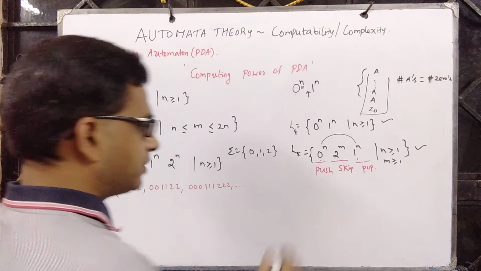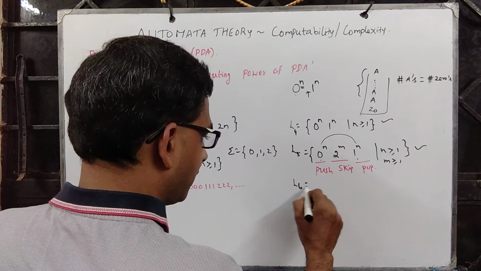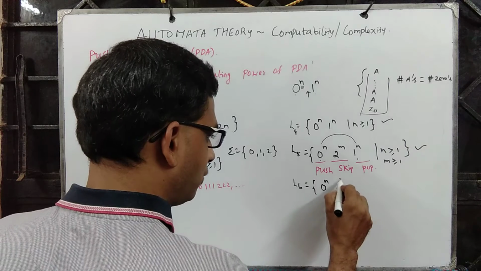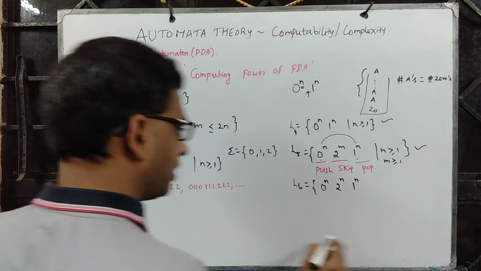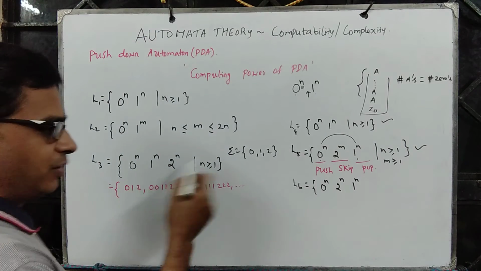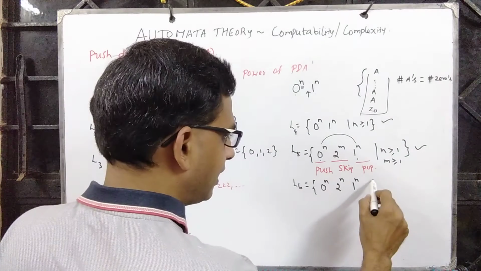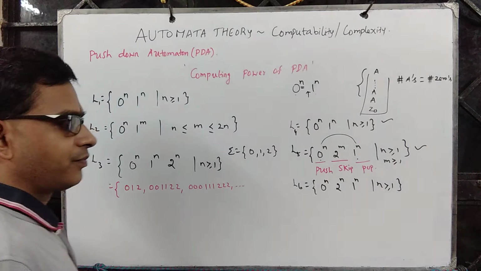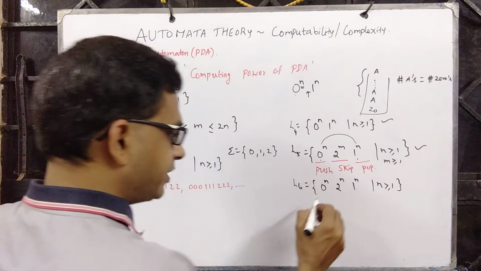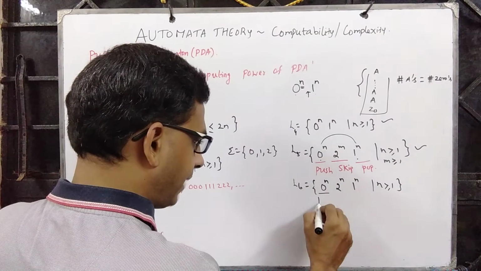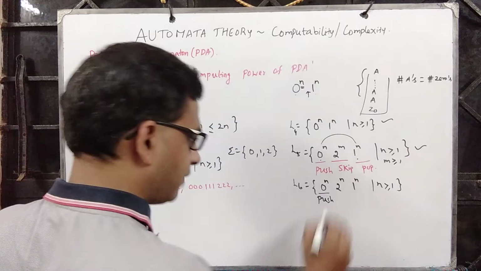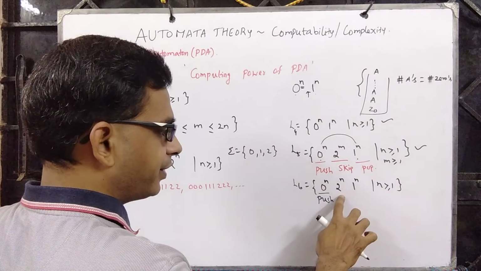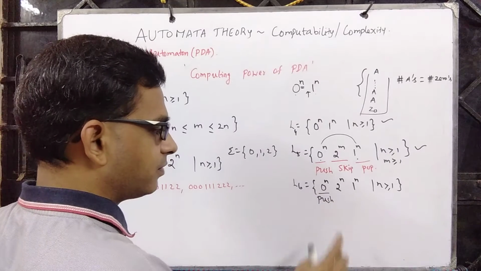But the moment you say it has to be the same for all, 0 power n, 2 power n, 1 power n, or 0 power n, 1 power n, 2 power n, then one has to think. So supposing you push capital A for all of this, and when you look at 2, you pop out.